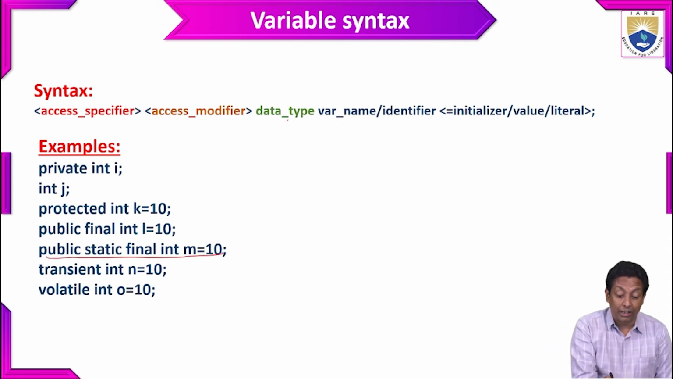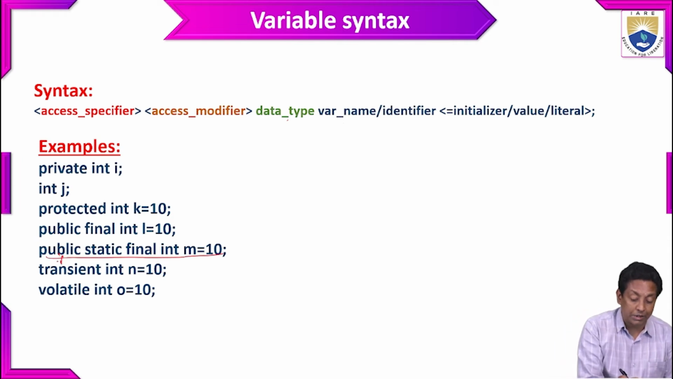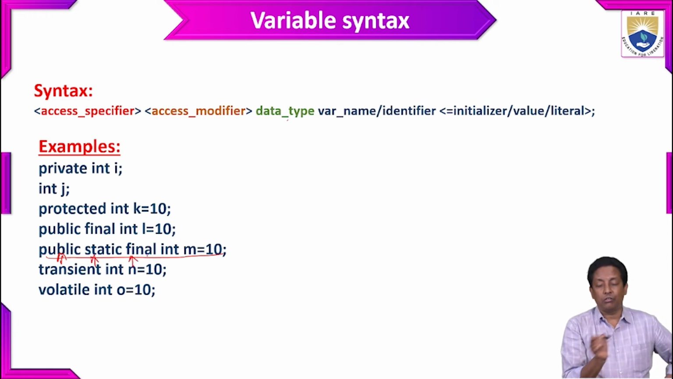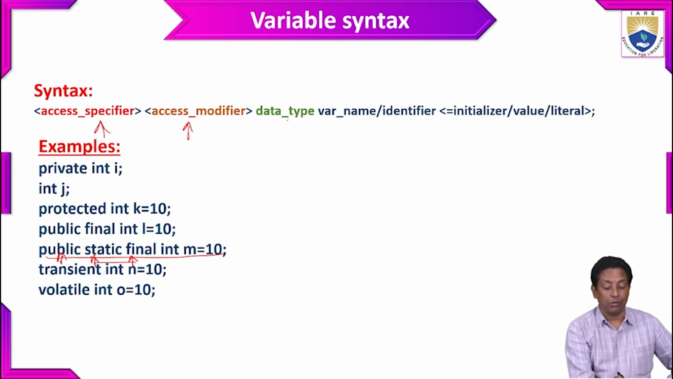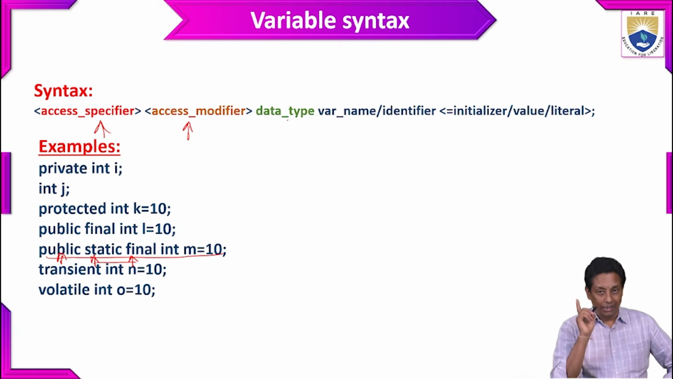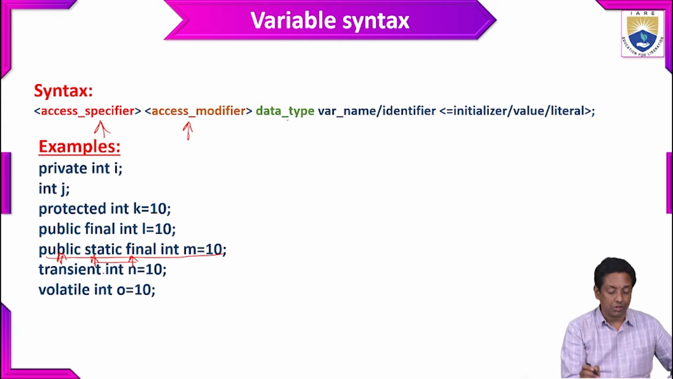Public static final int m is equal to 10. One access specifier, two access modifiers. Generally, to a class variable, constructor, or method, only one access specifier and one modifier can be applied. But here we applied two modifiers. In Java, and not only in Java, in every object-oriented programming language, it's common.